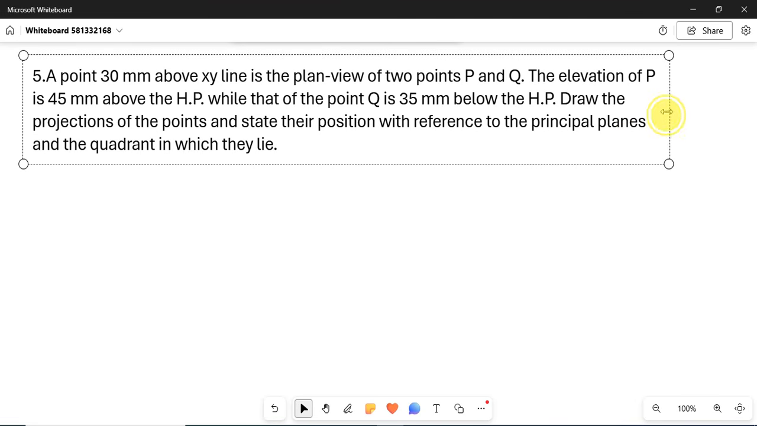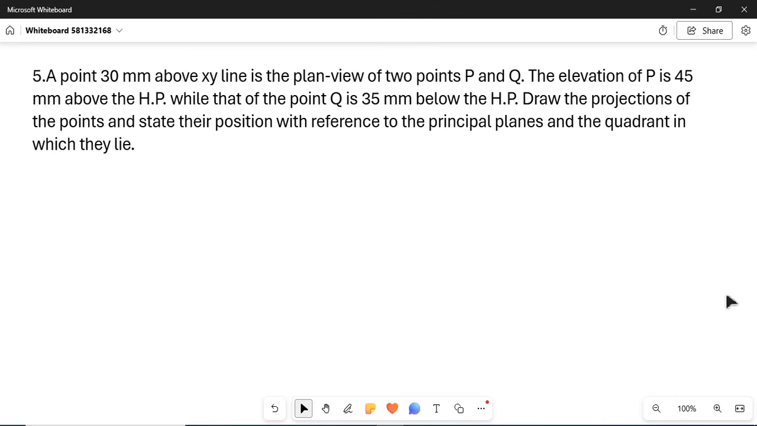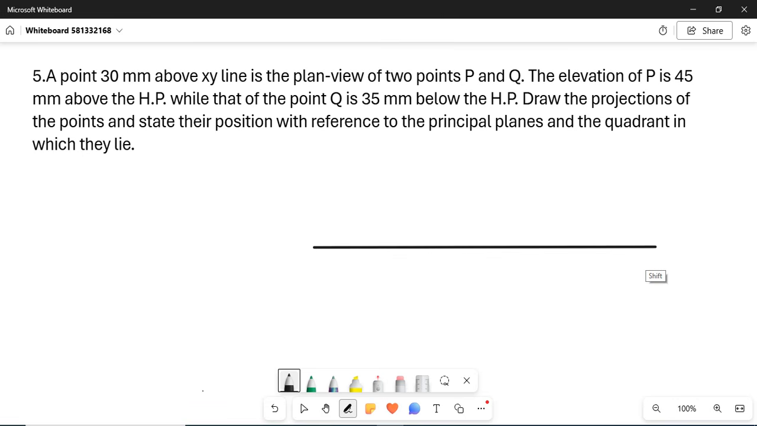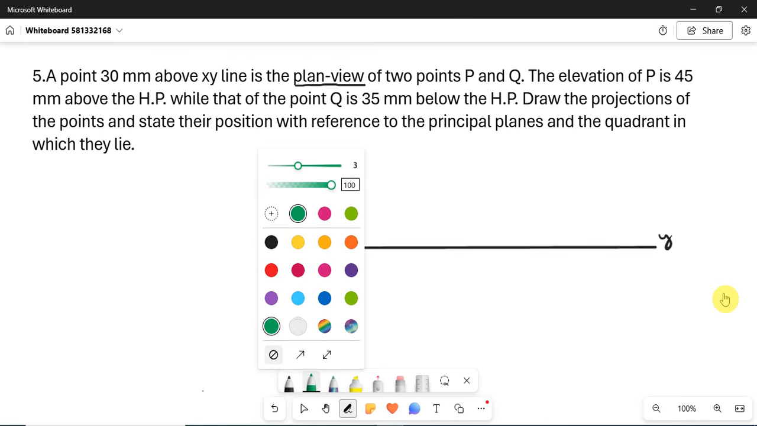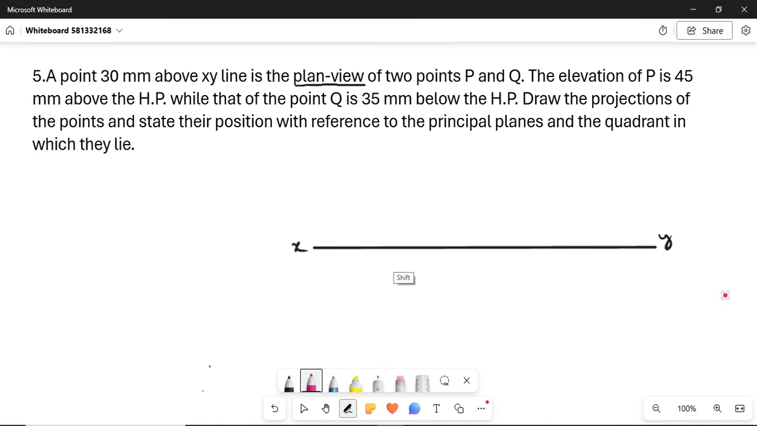So for this case we need to draw the solution. So similarly, now first of all draw the XY line. Here he has clearly given that there is a point 30 from the XY line, which is the plan view of the two points P and Q. So let us mark a point here.